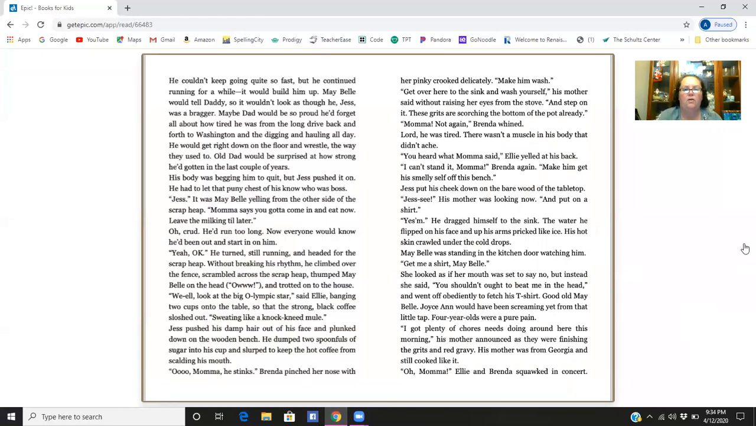He couldn't keep going quite so fast, but he continued running for a while. It would build him up. Maybelle would tell Daddy, so it wouldn't look as though he, Jess, was a bragger. Maybe Dad would be so proud he'd forget all about how tired he was from the long drive back and forth to Washington and the digging and hauling all day. He would get right down on the floor and wrestle the way they used to. Old Dad would be surprised at how strong he'd gotten in the last couple of years.